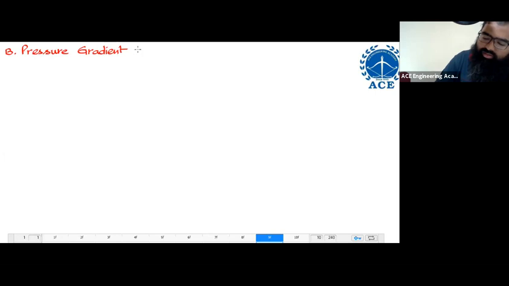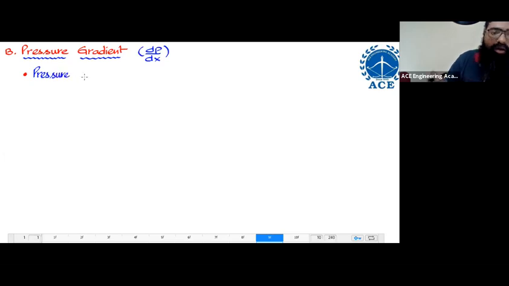Pressure gradient over here is represented by dP upon dx. Understand the physical meaning of gradient. Gradient basically means the rate at which something is changing. Right now pressure is changing with respect to the length along the flow. That is why I'm having dP by dx. Over here you have to understand some points. The first point is pressure. Now answer it to yourself, don't type. Is it increasing or decreasing along the flow?